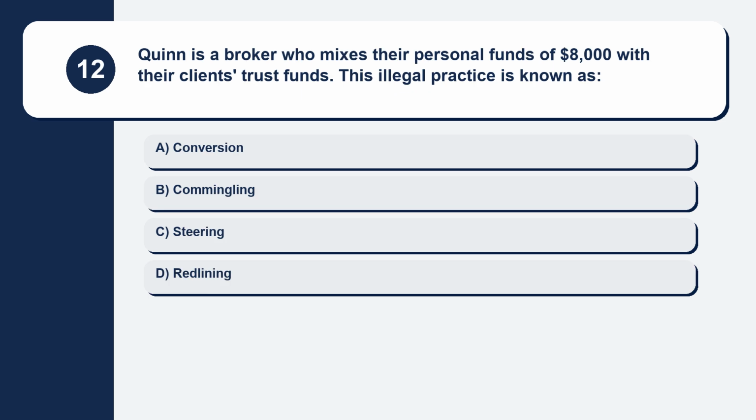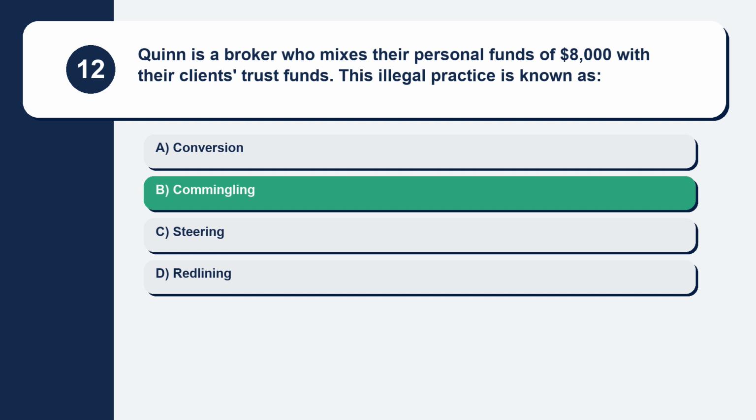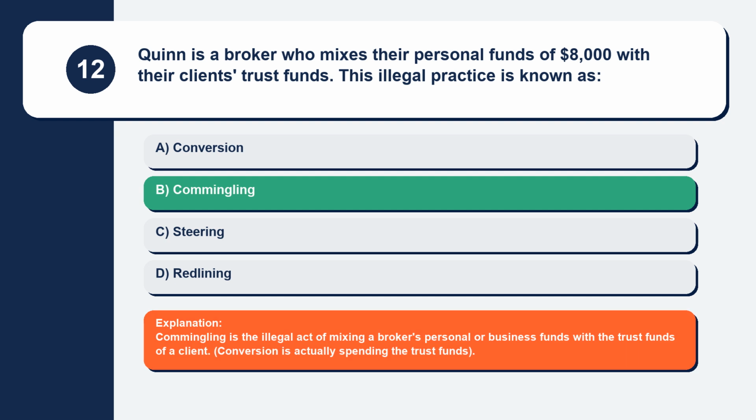Question 12. Quinn is a broker who mixes their personal funds of $8,000 with their clients' trust funds. This illegal practice is known as. Here are your options. Option A, conversion. Option B, commingling. Option C, steering. Option D, redlining. The correct answer is option B, commingling. Explanation. Commingling is the illegal act of mixing a broker's personal or business funds with the trust funds of a client. Conversion is actually spending the trust funds.